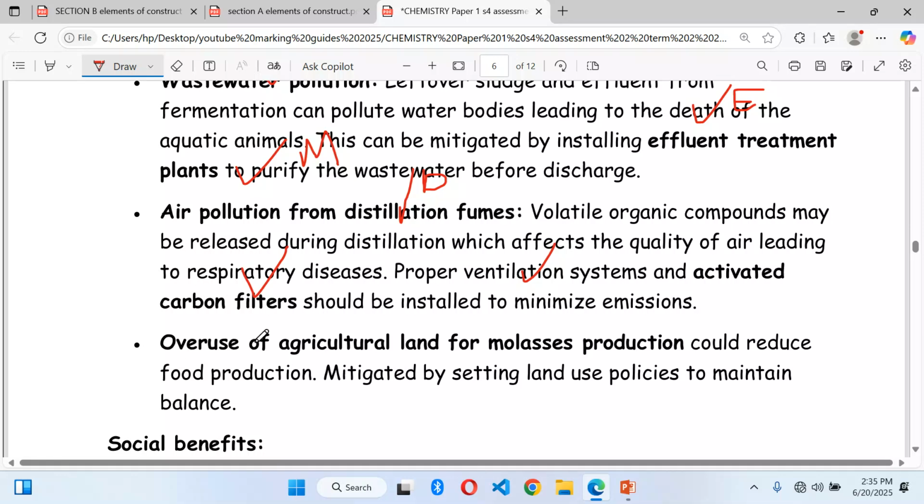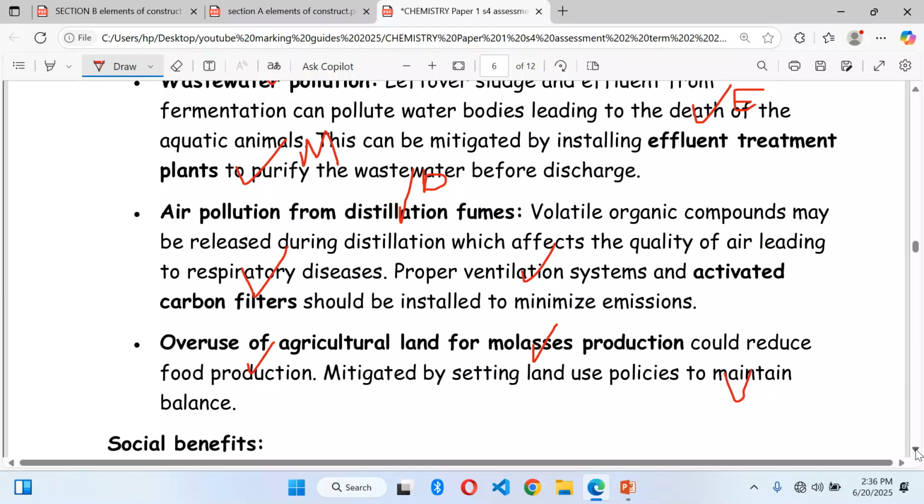Another point, overuse of agricultural land for molasses production could reduce food production. This can be mitigated by setting land use policies to maintain balance. Good. So that is 1 point, having the danger, its effect, and its mitigation.